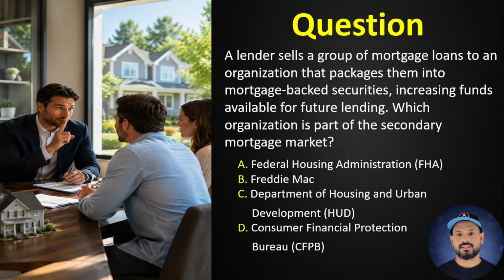Question number 26. A lender sells a group of mortgage loans to an organization that packages them into mortgage-backed securities, increasing funds available for future lending. Which organization is part of the secondary mortgage market? A. Federal Housing Administration, FHA, B. Freddie Mac, C. Department of Housing and Urban Development, HUD, D. Consumer Financial Protection Bureau, CFPB. Correct answer B. Freddie Mac. Freddie Mac purchases mortgages in the secondary market to improve lending liquidity.